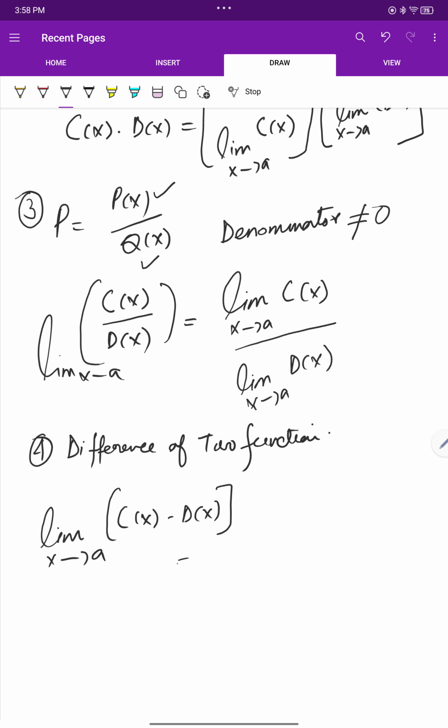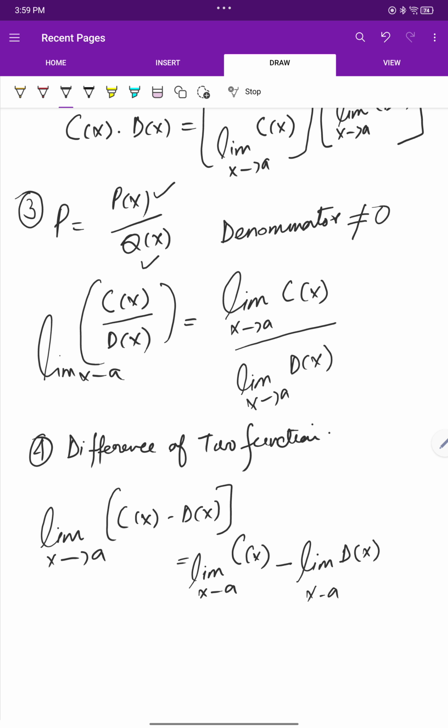It is equal to, individually, limit x tends to a of the function c(x), minus the limit x tends to a of d(x).